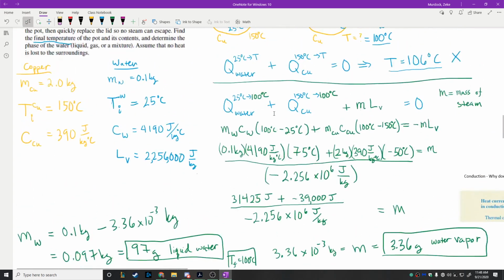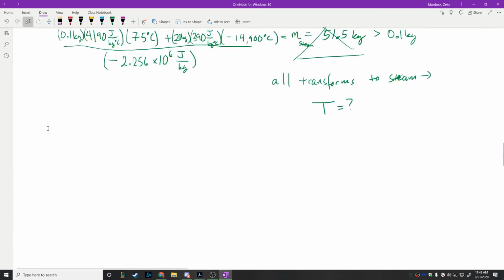What do I need to add into my equation if it all gets converted to steam? What would I need to add? What would change? You guys already said, come on. Come on, OneNote. You can do it. All right, there we go. So if it all gets converted, yeah, you need the Q for the steam. Exactly. Why won't it let me just click things?